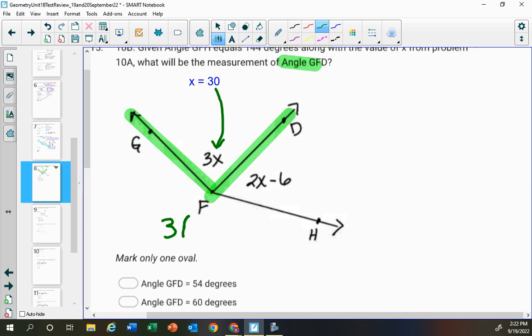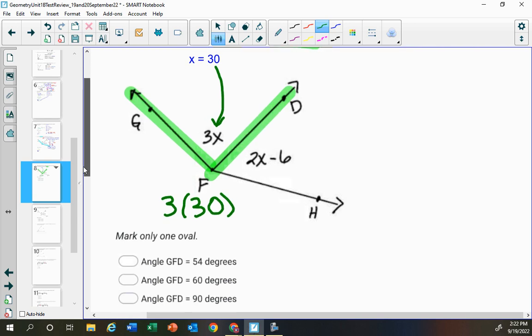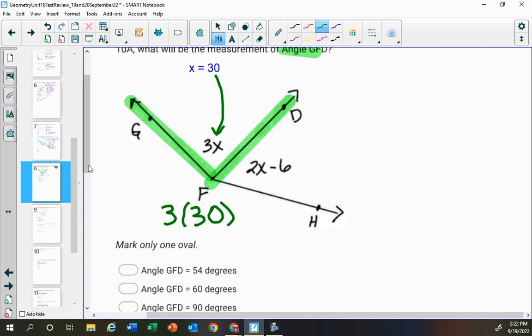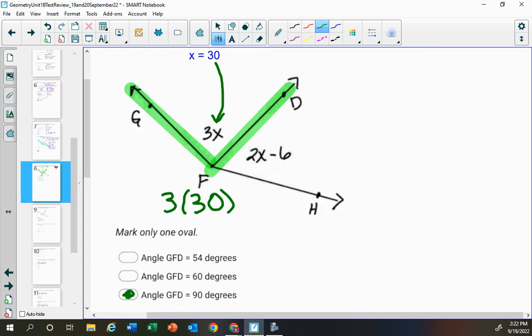You multiply 3 times 30. So what would be 3 times 30? Well, GFD is going to be 90. And then you're going to do the same thing for the following problem, but are you going to plug it in 3x or are you going to plug it in the 2x minus 6? So you're going to use that x equals 30 again. I want you to try that next problem.